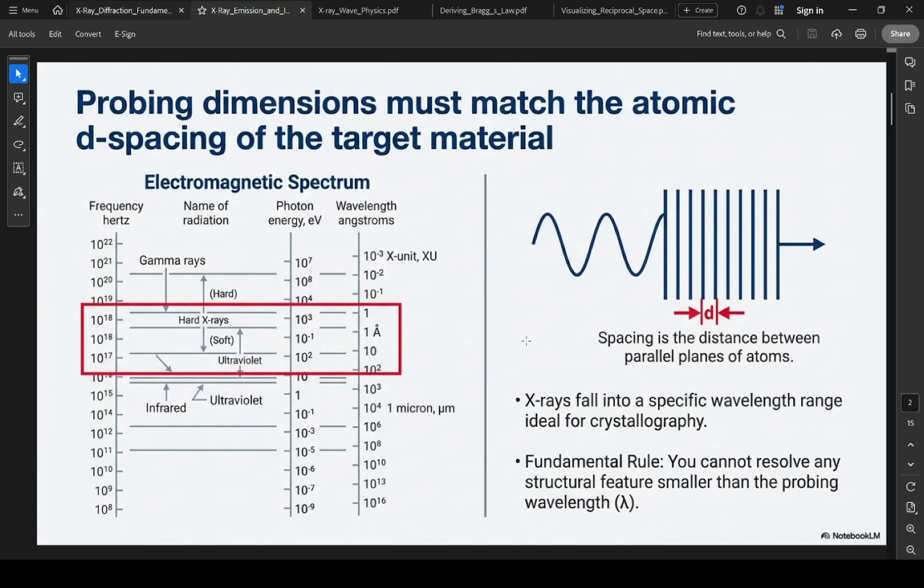So what are X-rays? X-rays are electromagnetic radiation which fall in the range of around 100 angstroms to 0.01 angstroms. So why are they special? They are special because they fall in a specific wavelength range that is ideal for crystallography.